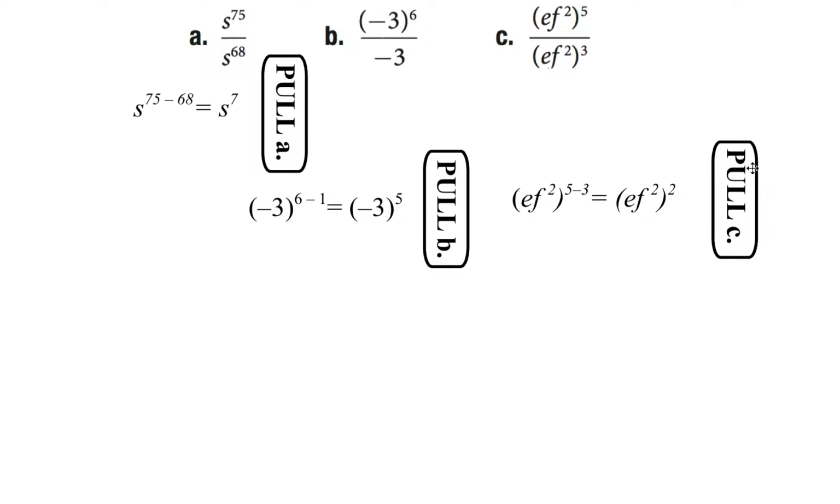And then letter C, our base is f to the 2nd. So we're going to keep that base and we're going to subtract the exponents. 5 minus 3 gives us f to the 2nd to the 2nd power.